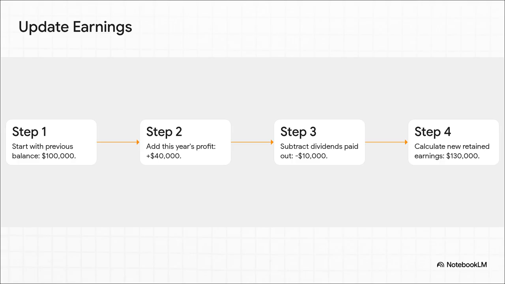This year, they had a good year, made a profit of $40,000, so we add that in. But they also paid $10,000 out to their shareholders as dividends, so we have to subtract that. The new balance for retained earnings is $130,000. It's as simple as that.